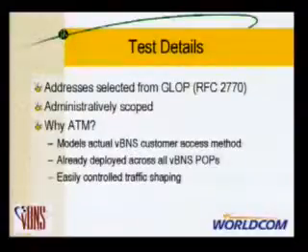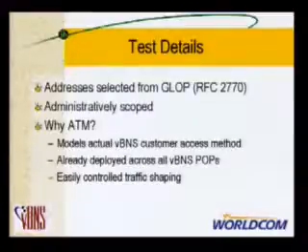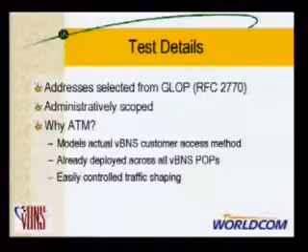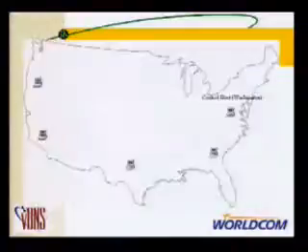So some more details on the test. The addresses that are used for the multicast are selected from the RFC GLOP space. It's all administratively scoped, and a lot of people ask why you're doing this with ATM. Almost all of our customers currently come in via ATM. This is mainly for historic reasons. We already had these Sun performance hosts deployed in all of the POPs with good connectivity, OC12 connectivity, and it's easy to control the traffic rate.